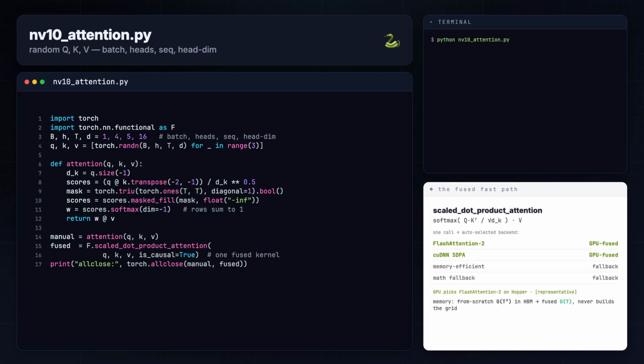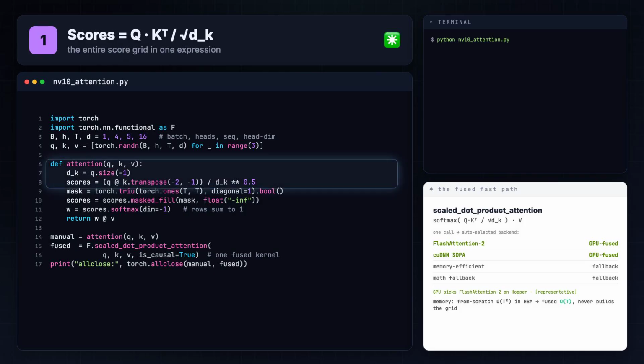Left is the code, right is the terminal. Watch the from-scratch version build up line by line, then the one line replacement, then the proof they match. Set up random Q, K, V with the shape attention expects: batch, heads, sequence, head dim. Then the core: scores equals Q times K transpose divided by root of d_k. That single expression is the entire score grid. The terminal prints its shape: batch, heads, T, T.